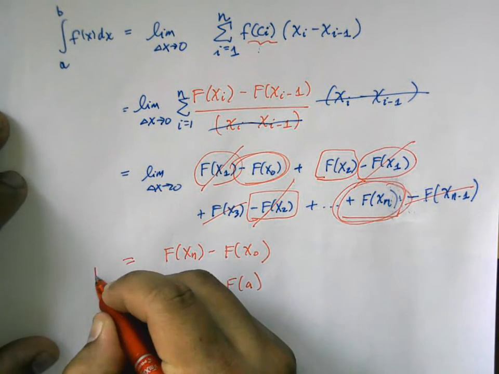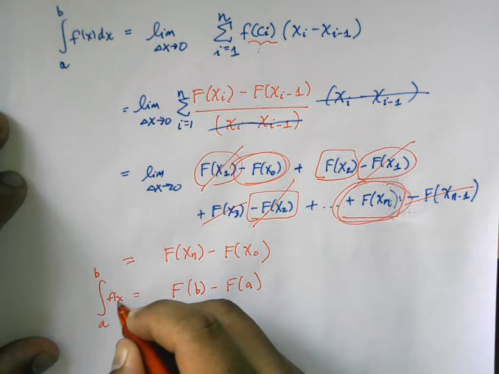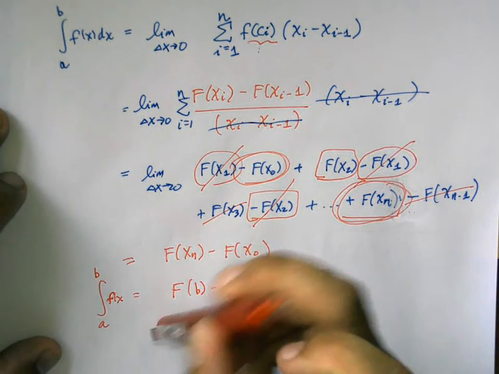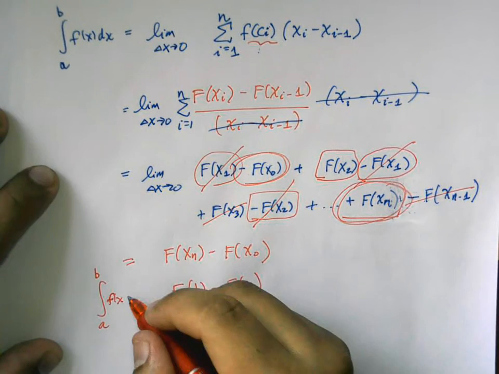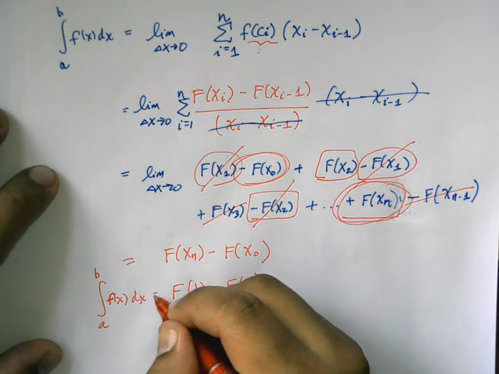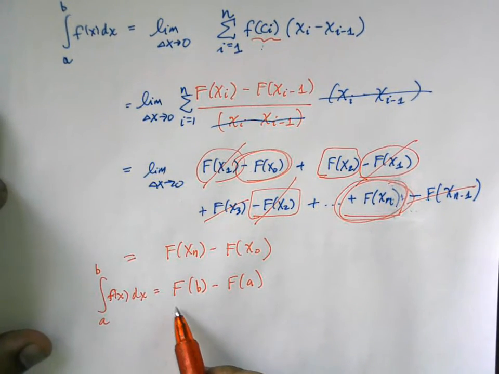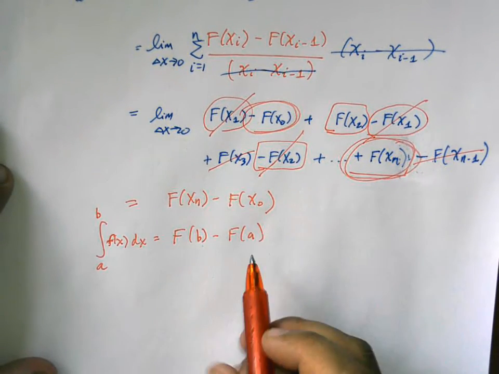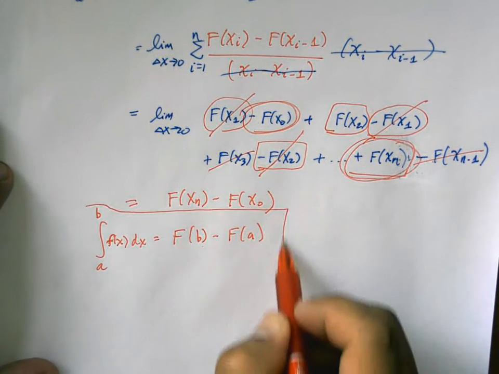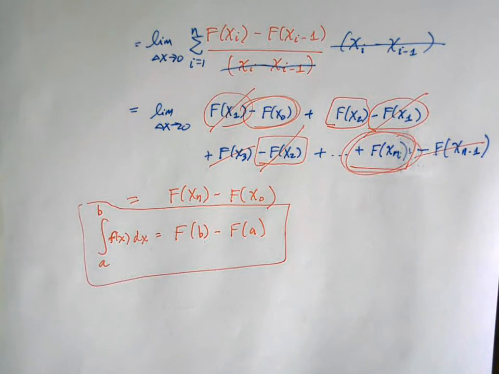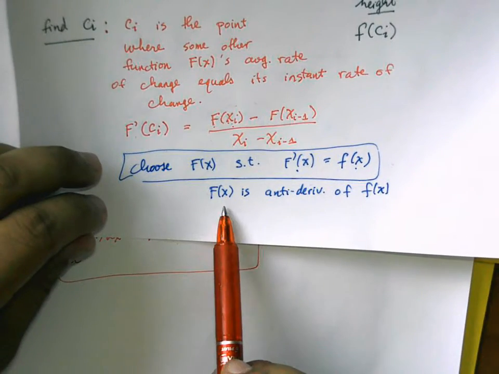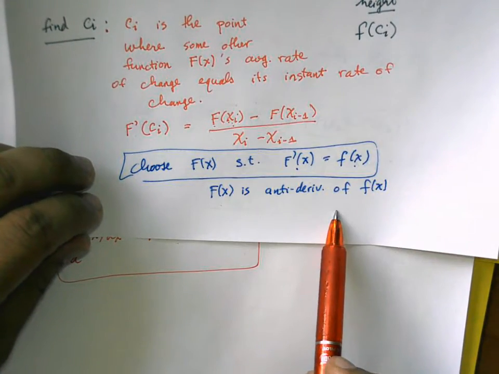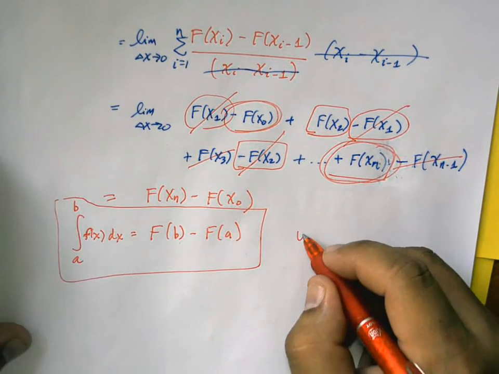So I will write it this way. The definite integral of f of x dx from a to b is equal to big F of b minus big F of a, with one super important caveat. Big F is the antiderivative of little f.